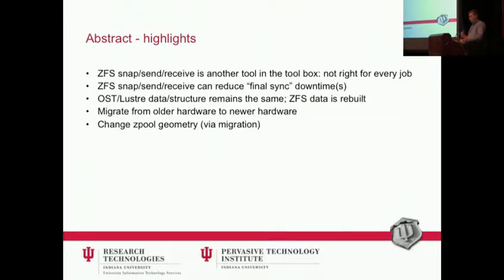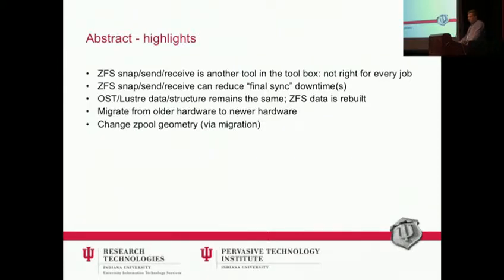In this process of snapshot send and receive, the underlying ZFS structures can change, but the Lustre information is exactly the same. So you could have a different ZFS, what we would consider kind of like an inode or a ZFS object ID, but it will still have the correct Lustre object ID.